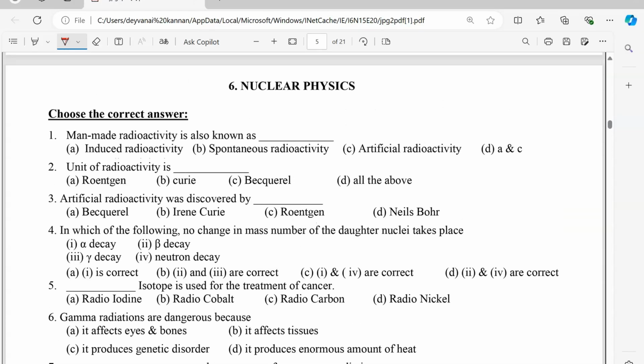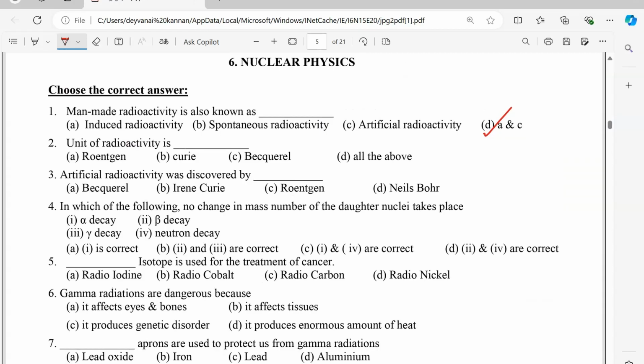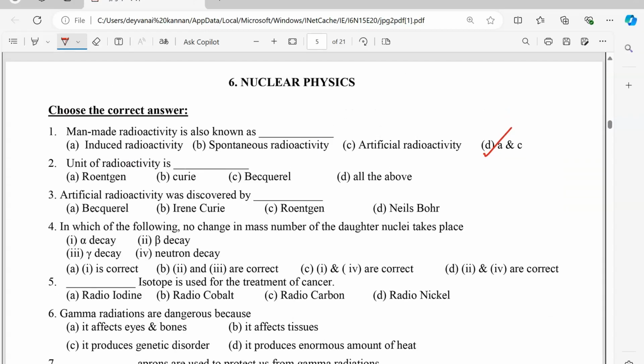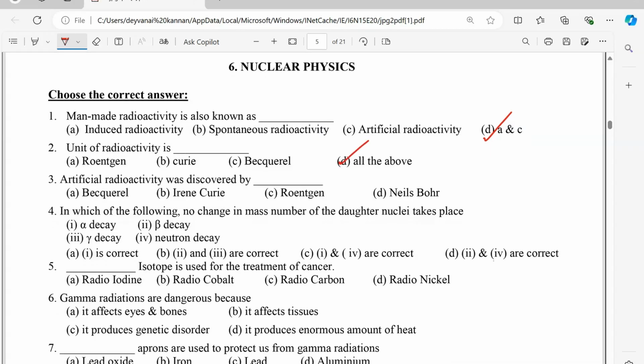Man-made radioactivity is also known as artificial radioactivity. The PDF will be in the description box. If you think the video is too long, you can download that PDF and mark the answers yourself if you need. The unit of radioactivity is all of the above. Artificial radioactivity was discovered by Irene Curie.